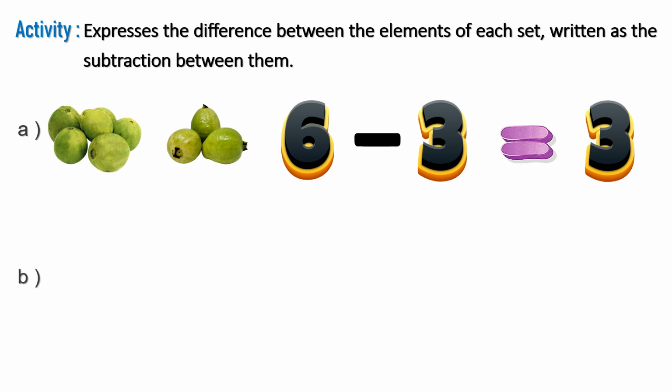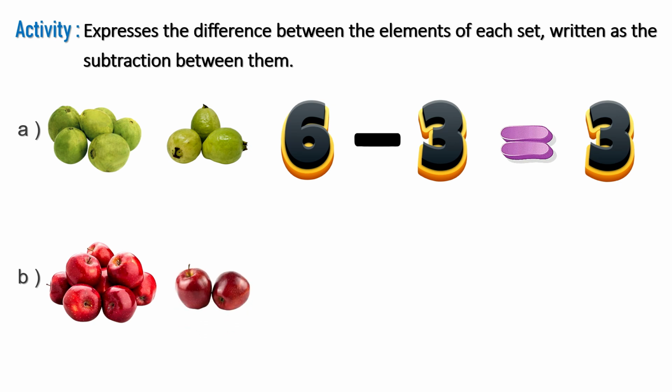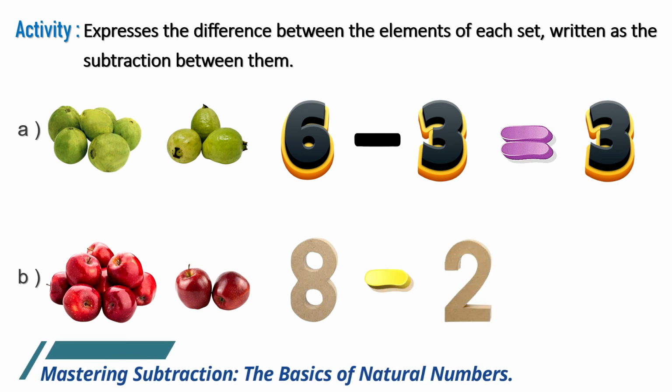Literal B. We have a group of 8 apples, and we remove from that a group of 2 apples. Similarly, the group of 8 apples we identify with the number 8, the process of removing a group we identify with the subtraction symbol. The group of 2 apples we identify with the number 2.